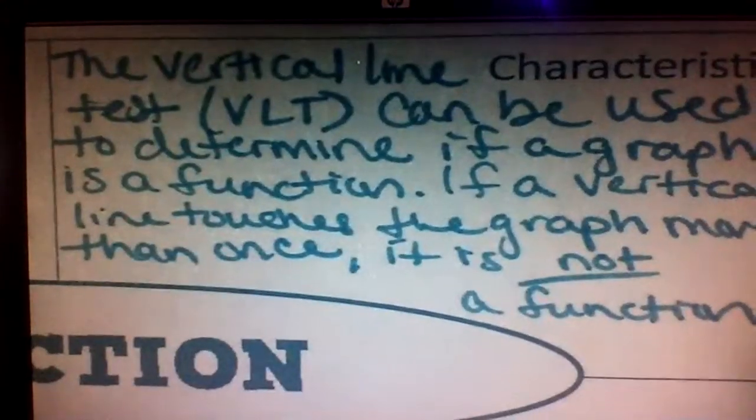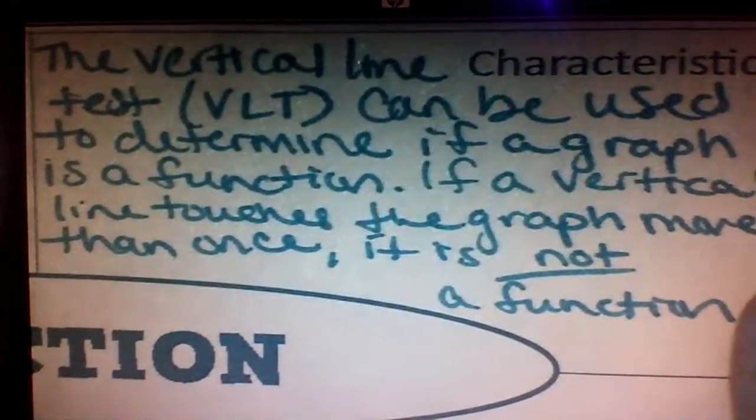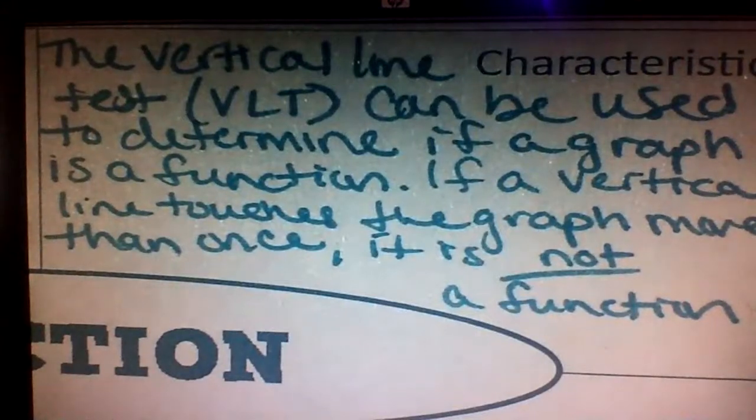All right. So this is the last thing that I need you to get down. What Sabi just told me. The vertical line test. Okay? The vertical line test. You can shorthand this as VLT. It can be used to determine if a graph is a function. If a vertical line touches the graph more than once, it is not a function.